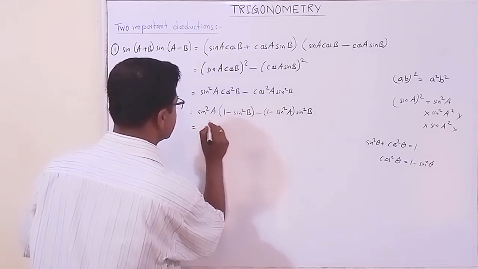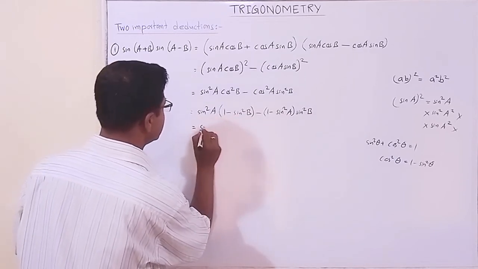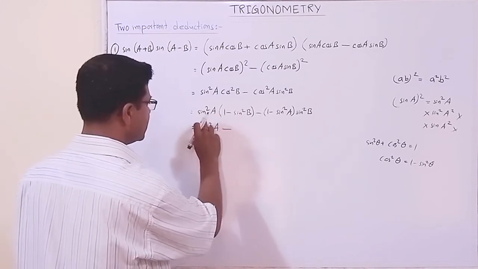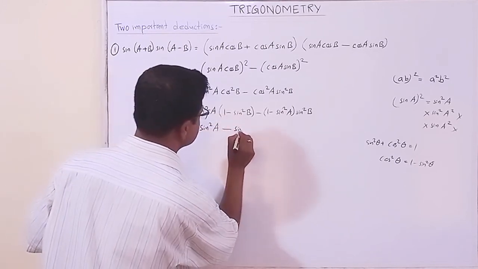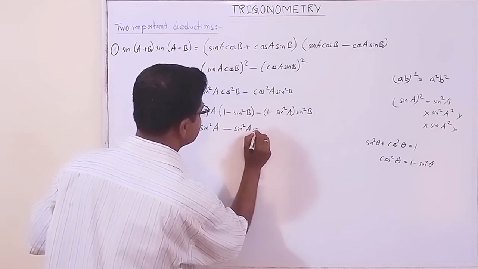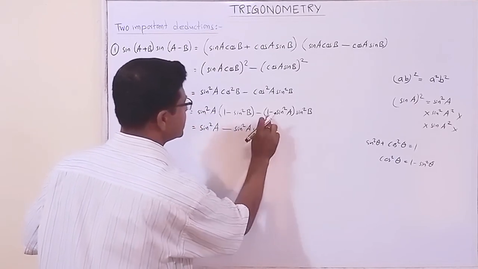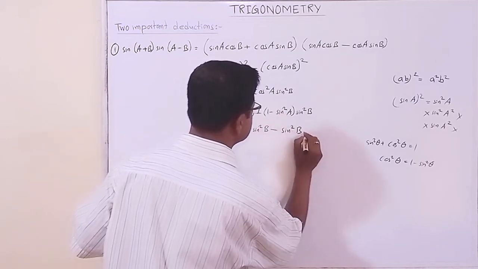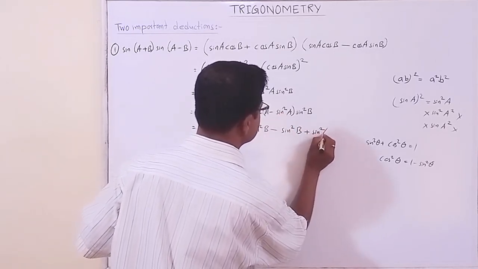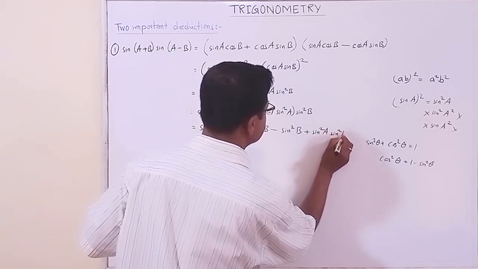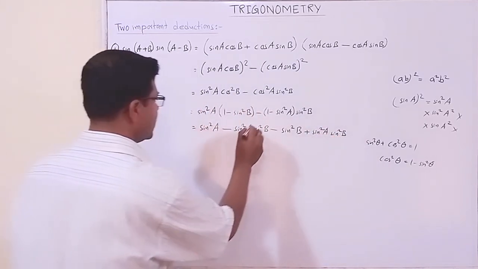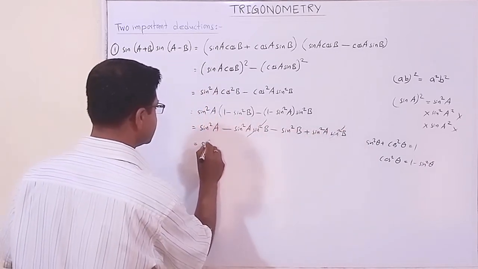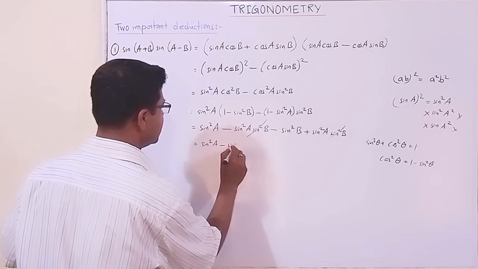Okay. Now let us multiply. What will we get? Let us see. This is sine square a minus sine square a into sine square b... so this is sine square a sine square b minus 1 into sine square b, minus plus sine square a sine square b. You see, we can cancel these two, equal and opposite. So the relation is sine square a minus sine square b.